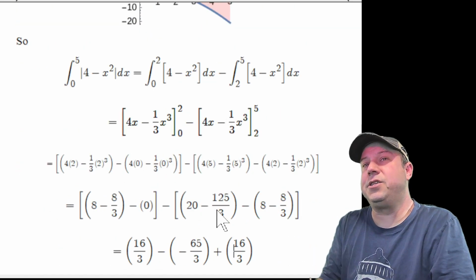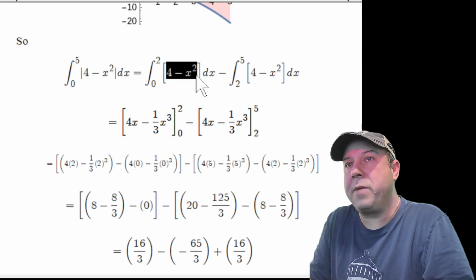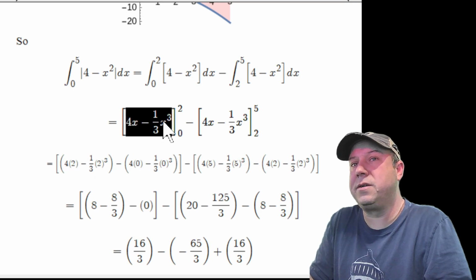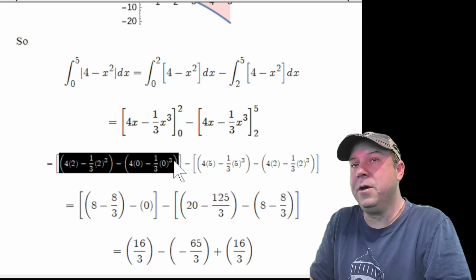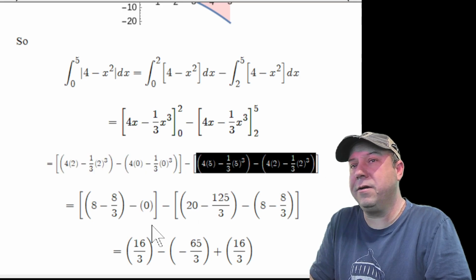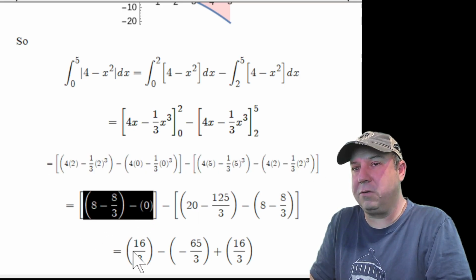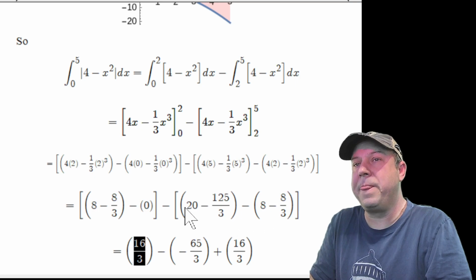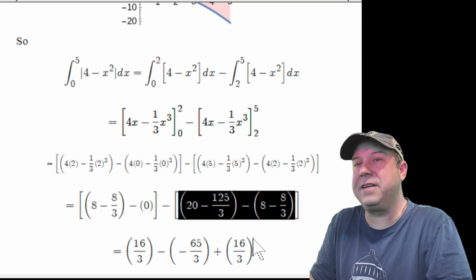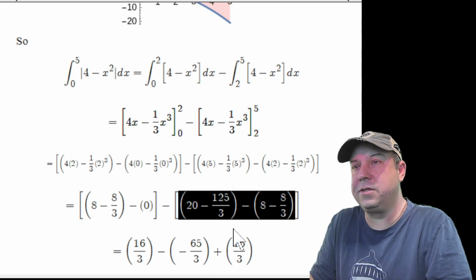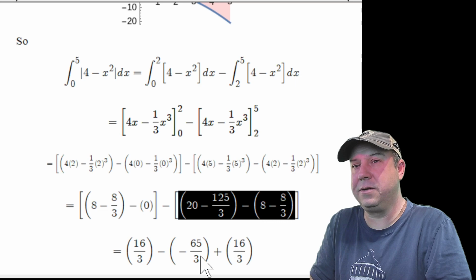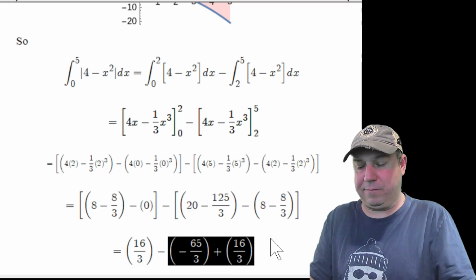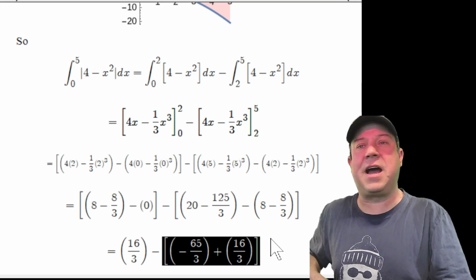Now, if we calculate each of these antiderivatives, 4 minus x squared's antiderivative is 4x minus 1/3 x cubed. And if we evaluate that across the bounds from 0 to 2 and from 2 to 5, we get these results seen here and here, which the first result simplifies to 16/3, and the second result simplifies to negative 65/3 plus 16/3. I'm going to be careful here. I think that difference needs to distribute across that entire quantity there.